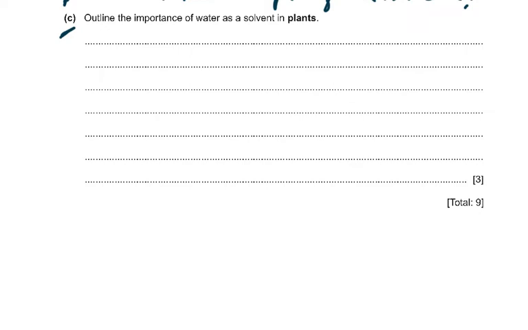Then chemical reactions occur in water. You see how we need hydrolysis and condensation everywhere, starch to glucose, glucose to starch. And then water dissolves carbon dioxide and oxygen, in connection with respiration and photosynthesis. So all these points tell you the importance of water as a solvent in plants.